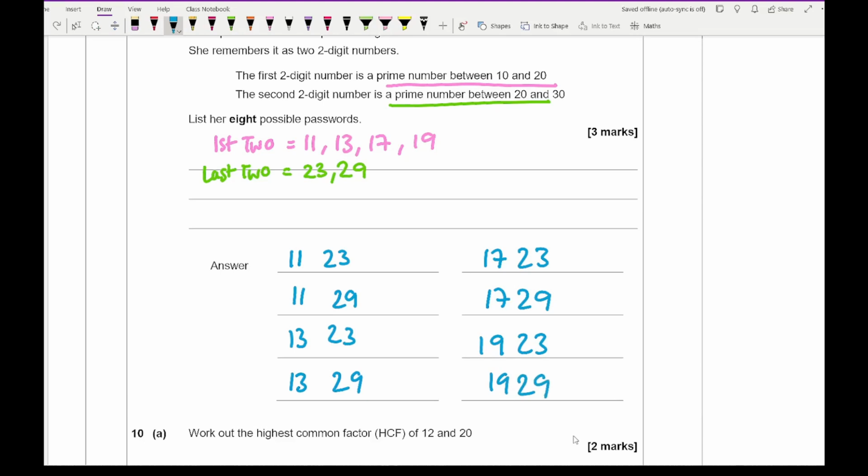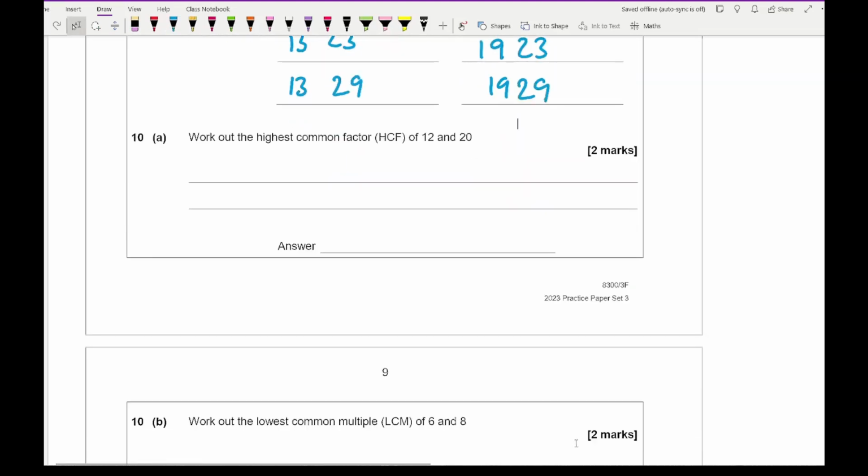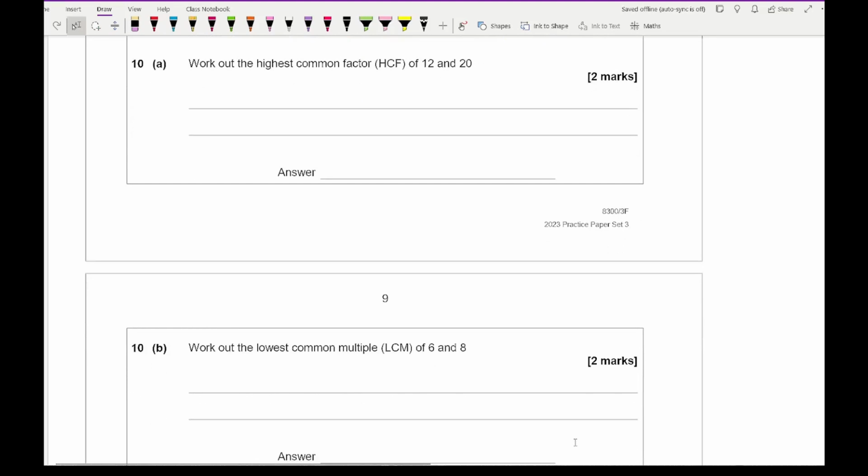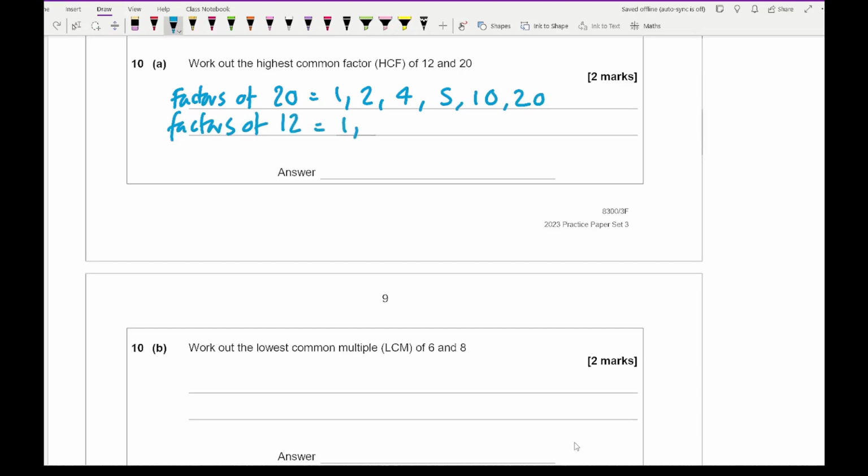Question 10a, it says work out the highest common factor of 12 and 20. So here factors of 20 are 1, 2, 4, 5, 10 and 20. Factors of 12 are 1, 2, 3, 4, 6 and 12. Now, which is the highest number that appears in both lists? So it's going to be 4.